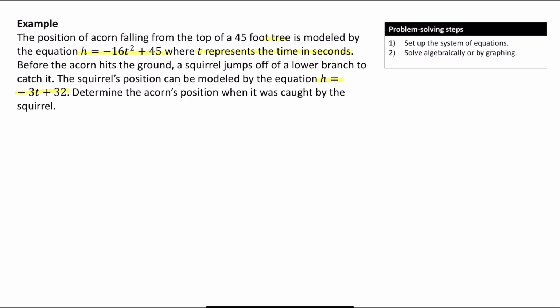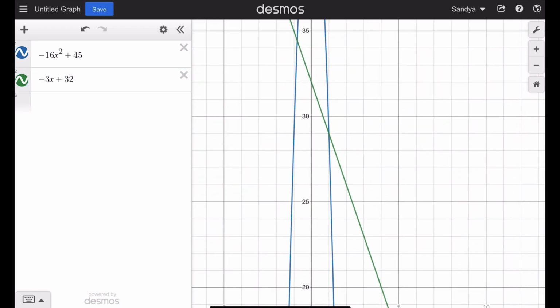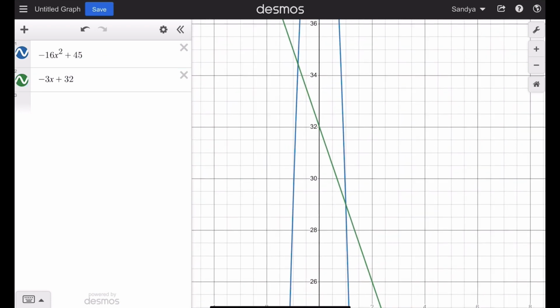So we have our system of equations, which is h equals negative 16t squared plus 45, and then we have h equals negative 3t plus 32. Remember, we talked about different methods of solving the system of equations. I'm going to solve this system using graphing. Here you can see I have my two equations graphed in Desmos, and I'm going to look for the intersection points to determine the solutions to my system. So this first point is negative 0.813, 34.438, and the second point is 1, 29.